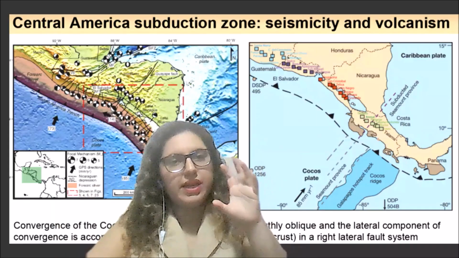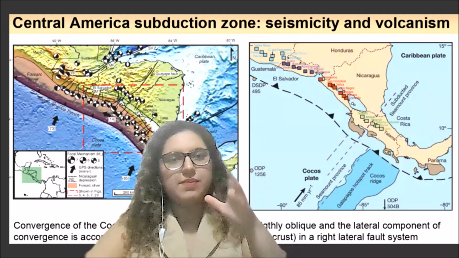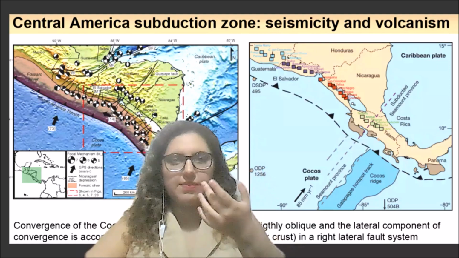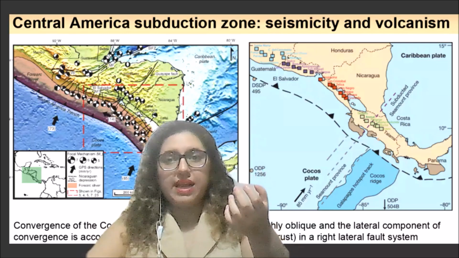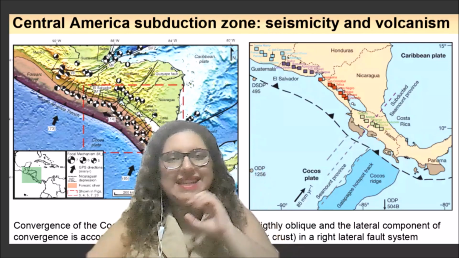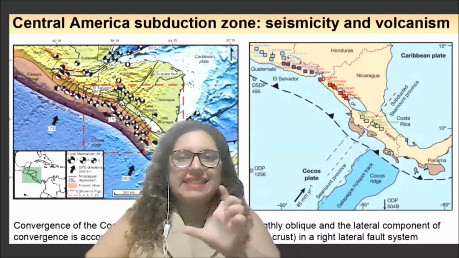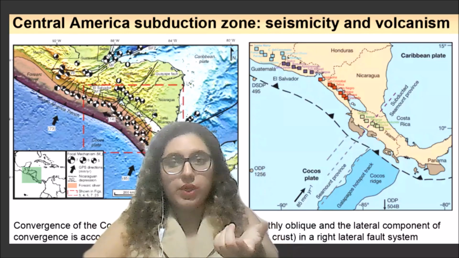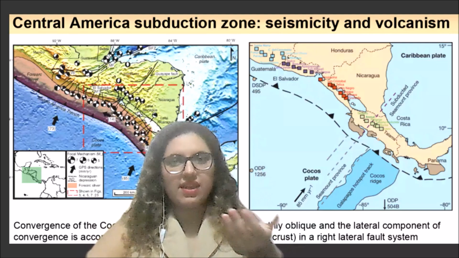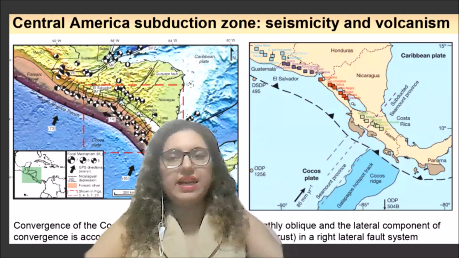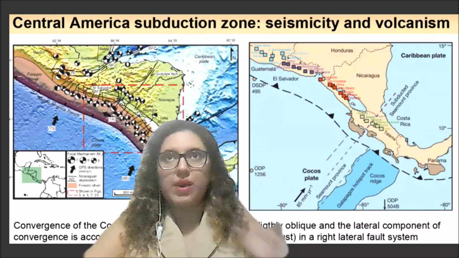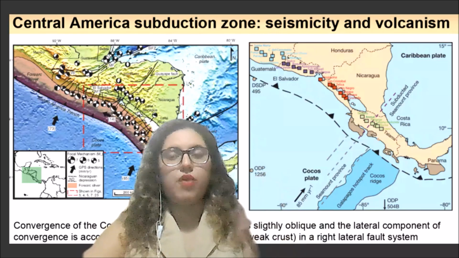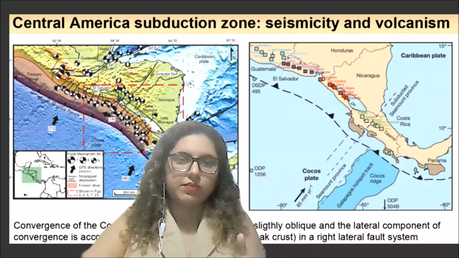And Central America subduction zones, the seismicity and volcanism. Convergence of the Cocos Plate with Central America is slightly oblique, and the lateral component of convergence is accommodated along the volcanic arc, a weak zone in a right lateral fault system.